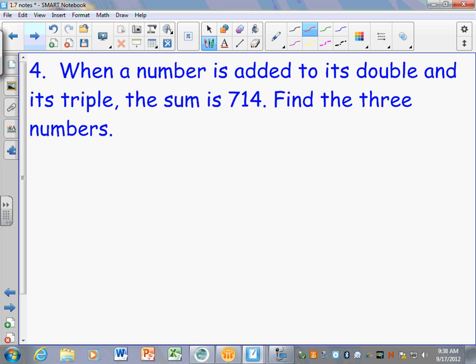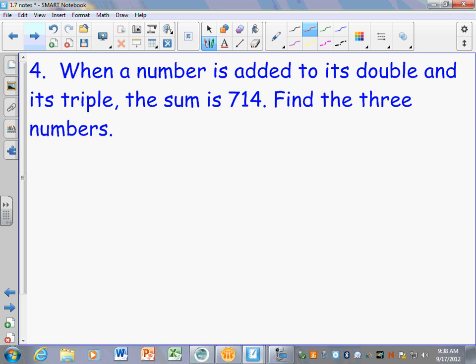When a number is added to its double and its triple, the sum is 714. Find the three numbers. Back in Algebra 1, Algebra 2, we looked at problems that would say, like, find the sum of two consecutive integers, or find the sum of two odd integers. This is the same kind of thing, only I think it's not even as bad to do.